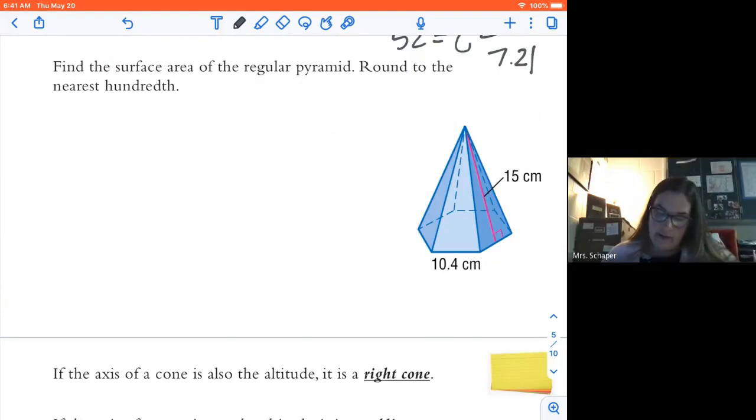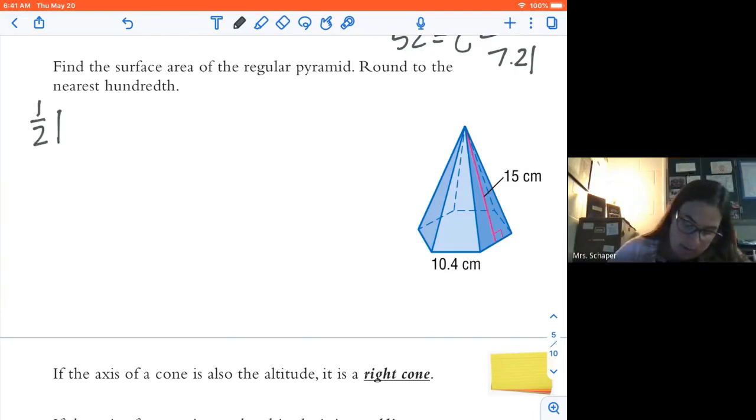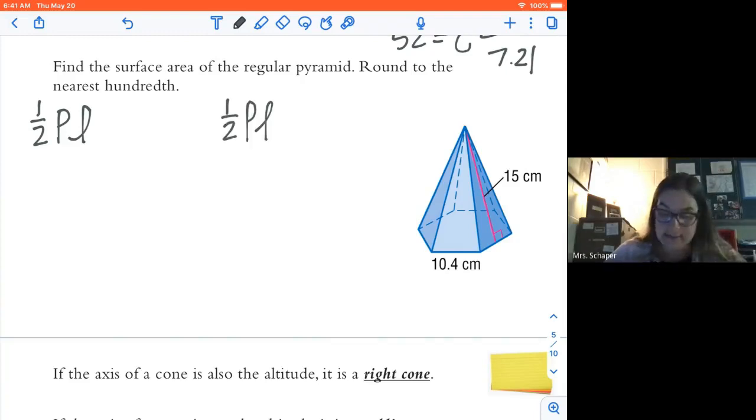All right, find the area of the regular pyramid, round to the nearest hundredth. Again, it's going to be 1/2 the perimeter times the slant height. That's going to be my lateral surface area. And then my total surface area is 1/2 the perimeter times the slant height plus the area of the base.